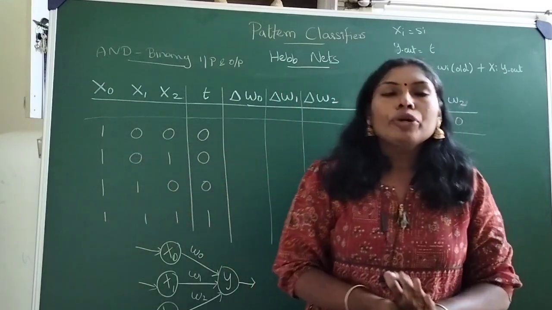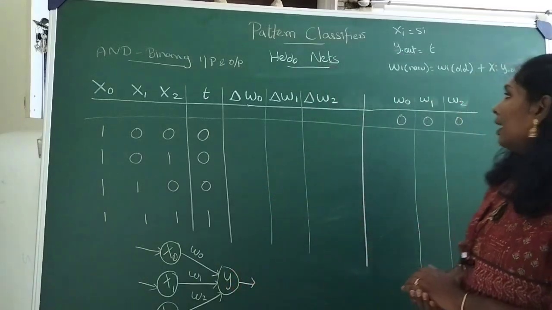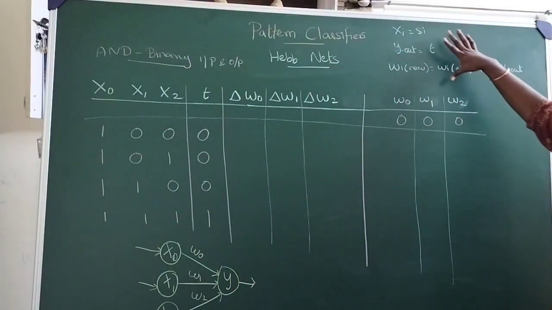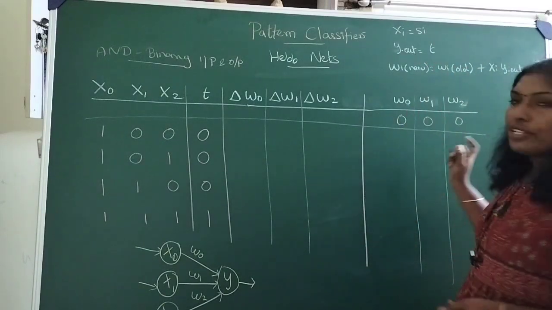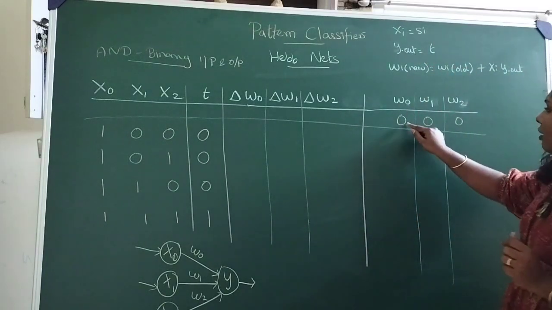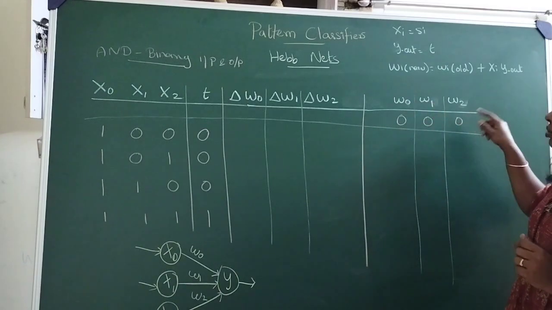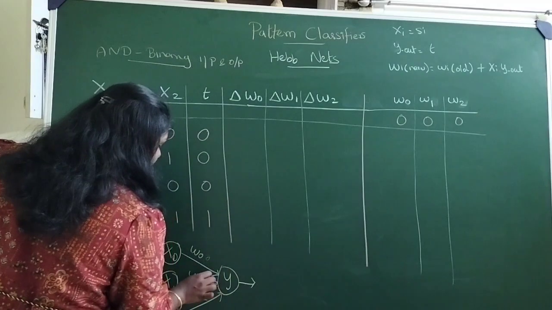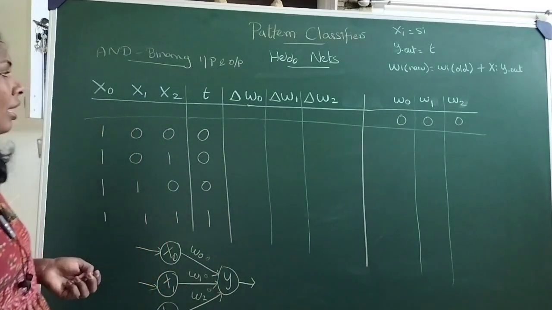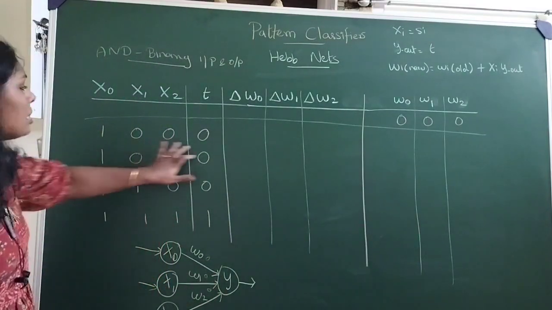Now what I'm going to do is follow the Hebb Net learning algorithm. So these are the steps for Hebb Net. First of all, I initialize all the weights to 0. That is the first step. So my weight vector W0, W1, W2 is assigned as 0. So initially all my weights will be 0, and I'm going to take the first input pattern.